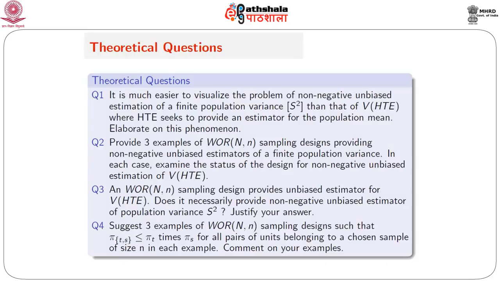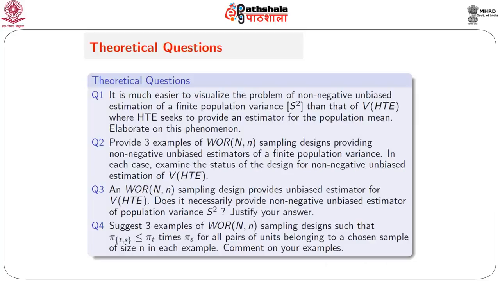There are 3 examples, but let me talk about one example. You have to suggest an example of a sampling design where, for example, a sample of size 1, 2, 3 is already there. And then you show how you can manipulate the sampling design so that pi 1,2 is less than or equal to pi 1 times pi 2, pi 1,3 less than or equal to pi 1 times pi 3, pi 2,3 less than or equal to pi 2 times pi 3. So make sure that you can have this for all pairs of units belonging to a chosen sample.